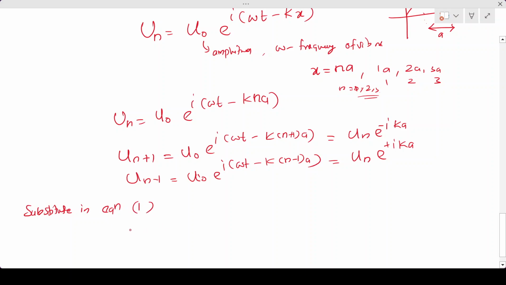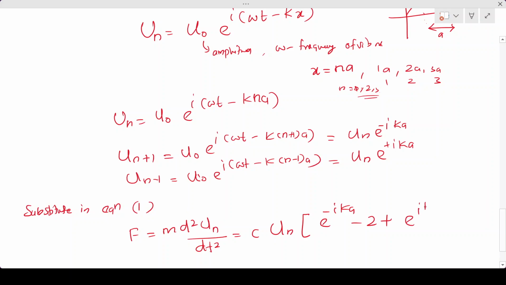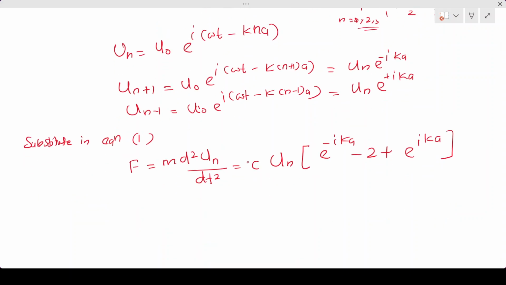then you will get that F you can convert as m d square un by dt square, like normally d square x by dt square, since F is equal to ma in that equation. So C, you can take un outside, so it will have e raised to minus ika minus 2 plus e raised to ika. You can just try substituting and you can get this relation. So it will be capital C, un times e raised to minus ika minus 2 plus e raised to ika, and this m d square un by dt square, un you already know, that is u0 e raised to i(omega t minus kna).